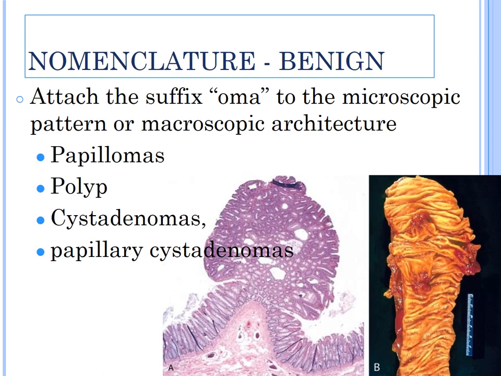Now, when you have those finger-like processes with cysts and it's glandular, you now have a papillary cystadenoma. So from the name alone, you already have information about the tumor: it is projecting into finger-like processes, there are holes inside, it is glandular, and it is benign. Four facts in one name.